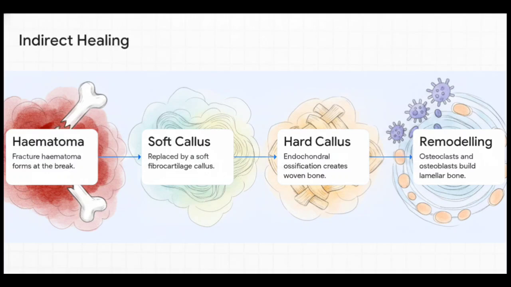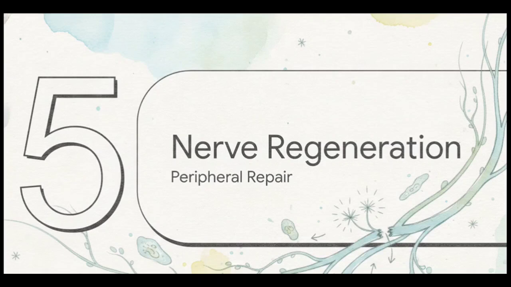Specialized cells, osteoclasts, which break down bone, and osteoblasts, which build it back up, work together over months to remodel that woven bone into highly organized, structured lamellar bone. But keep in mind, any significant instability during this process can easily cause a delayed union, a non-union, or a malunion. Next up, Section 5, Peripheral Nerve Regeneration.